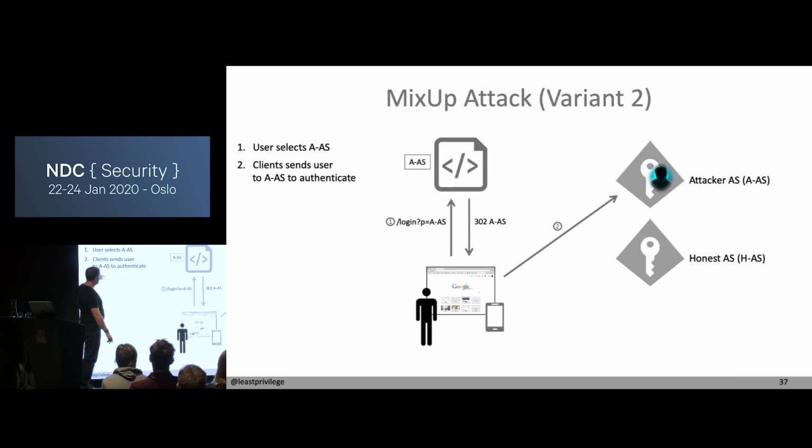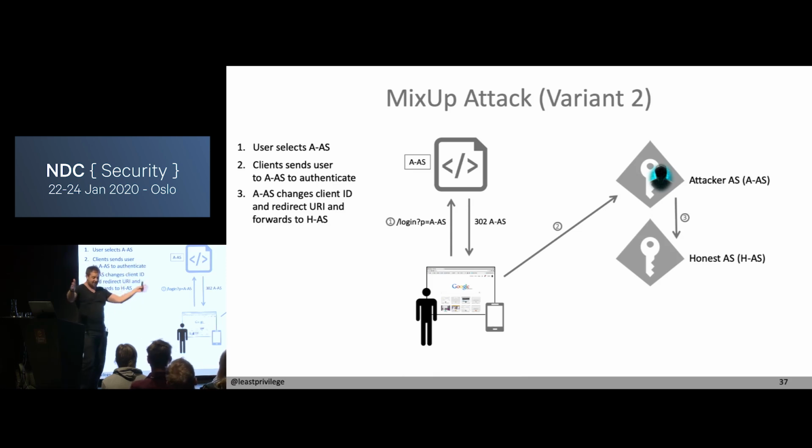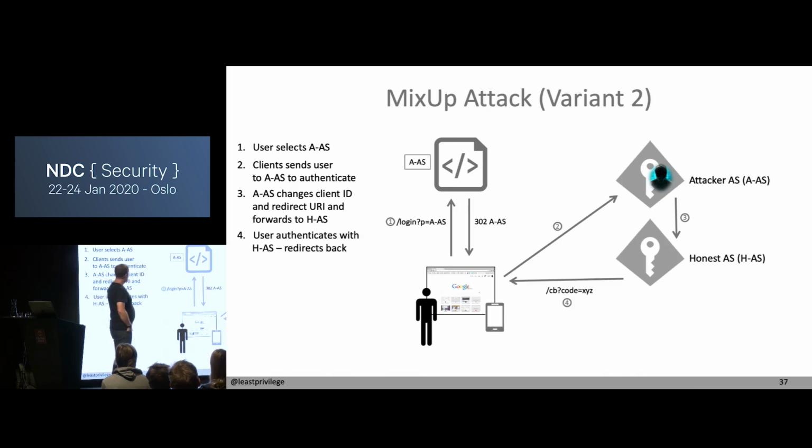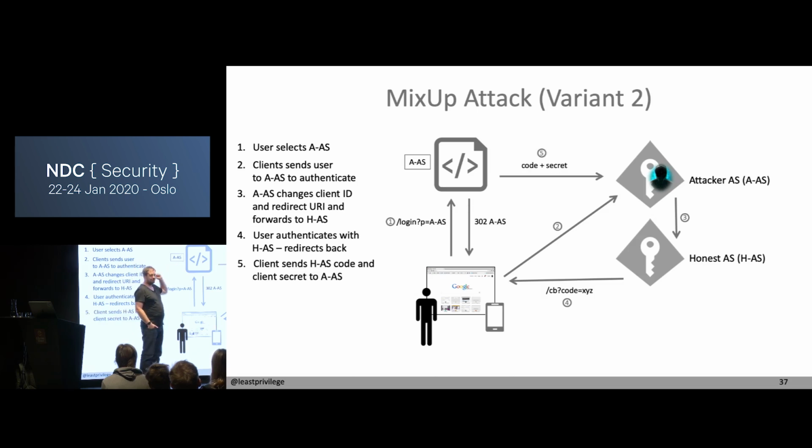Then the client sends the user agent to the attacker STS. Now, what the attacker STS is doing immediately is he turns around and forwards that call to the real STS, the honest STS. So you're seeing the right login page, everything. He changes on the way the client ID, the redirect URI, and so on and so forth, okay? So now the honest STS thinks he just got a request from the client. So he will send the code back to the client. Where will the client send the code to now? To the attacker STS. Okay? So yeah. That's a bit more advanced, and I think it requires a very specialized attack for that.